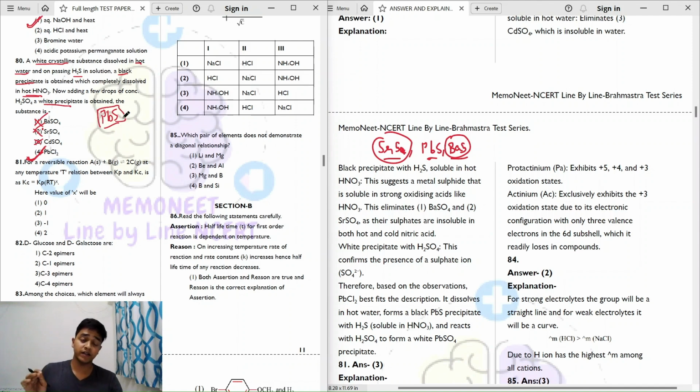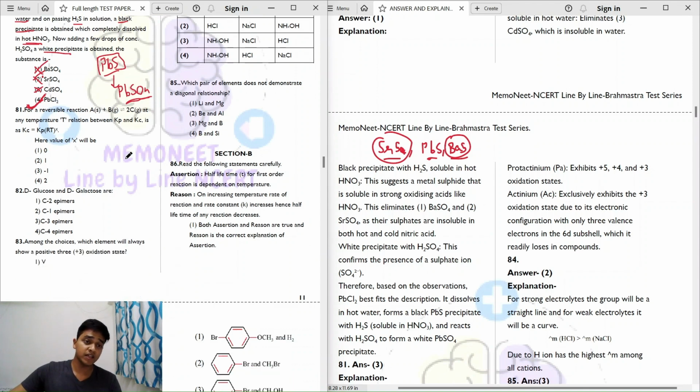And when we add a few drops of H2SO4, PbSO4 will be formed, and PbSO4 forms a white precipitate. Okay, so the correct answer will be PbCl2.